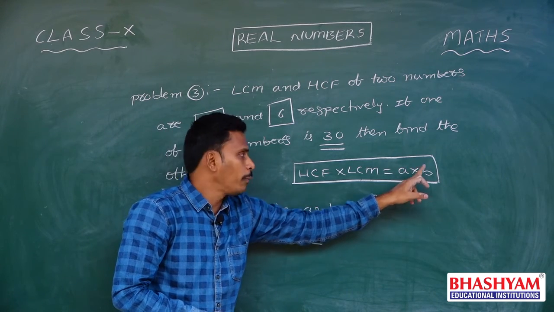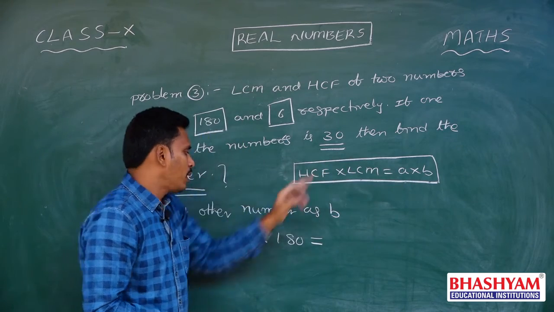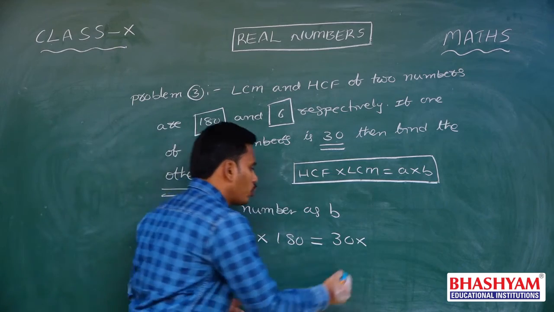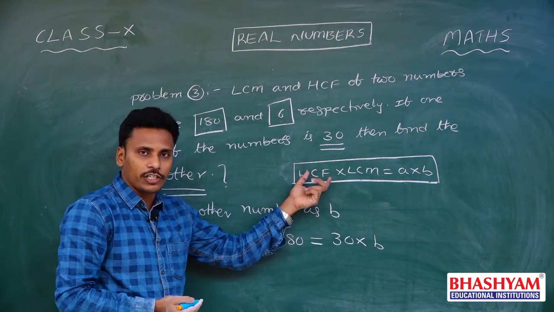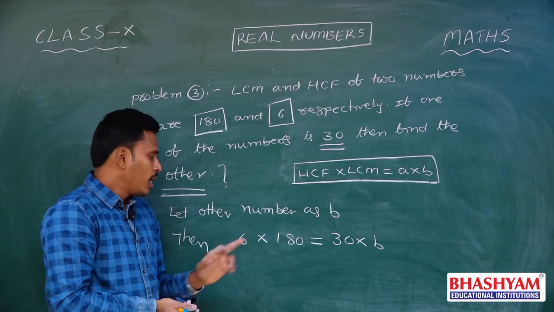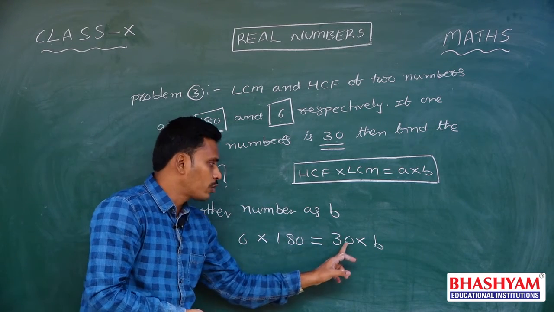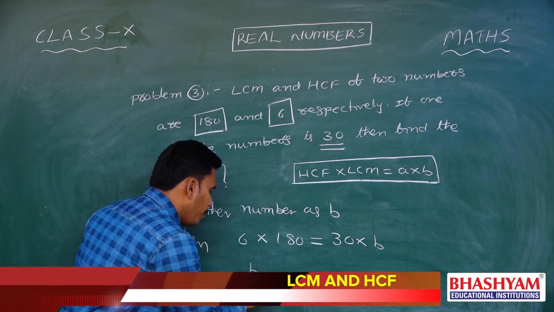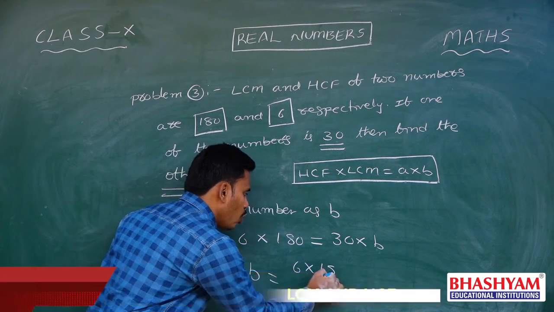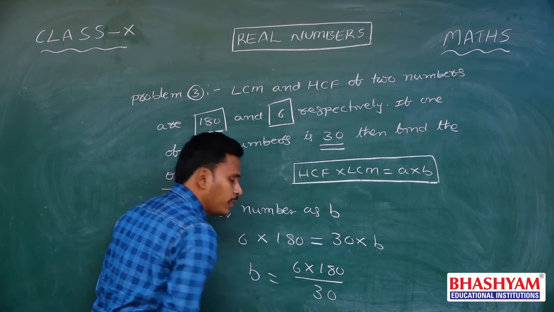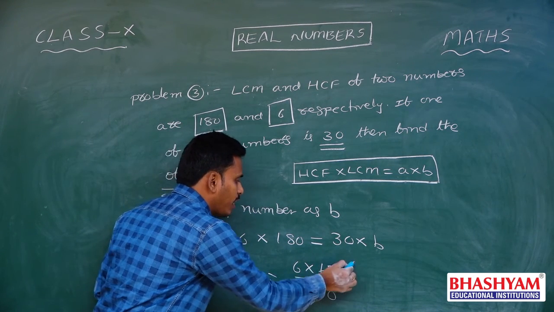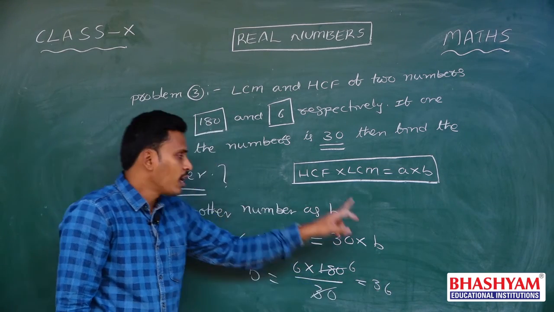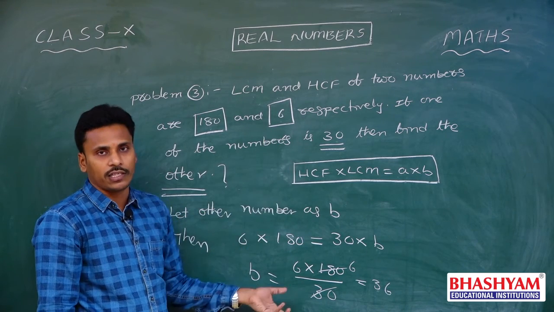The first number multiplied with the second number. What is the first number? It is given as 30. And the second number I don't know, I let it be b, so 30 into b. Just using this relation, I am going to find the second number. HCF into LCM is equal to 30 into b. I need to find b, so send this 30 to that side. Then b is equal to 6 into 180 divided by 30. And we know that 6 into 30 is 180, so 6 into 6 is 36, and the b value is 36. The other number involved in the problem is 36, right?